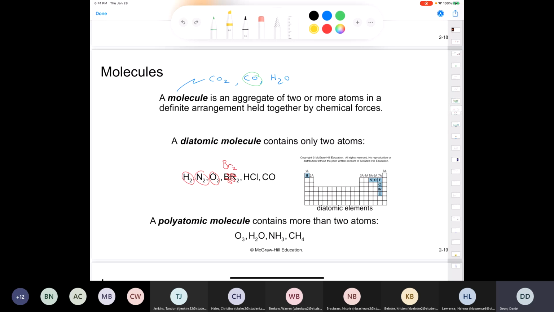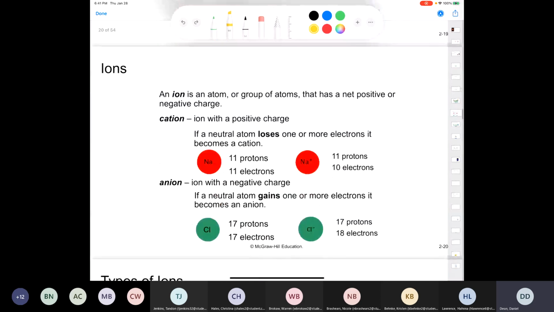We have some great examples here. O3, that's ozone. I'm sure you've all heard of the ozone layer. The next one, water, you probably know that. NH3, can anybody identify NH3? Has anybody been reading ahead, getting ahead in the class? Yeah, it's ammonia. Absolutely. NH3 is ammonia. And CH4 is methane. It's one of the major components of natural gas. Anyhow, molecules. Well, let's move on from there and let's talk about ions.